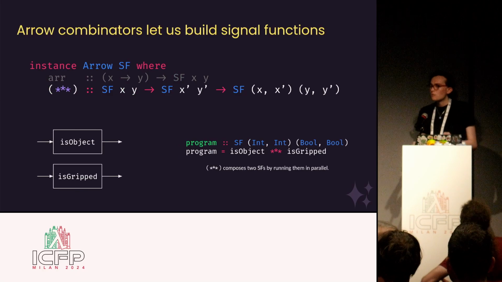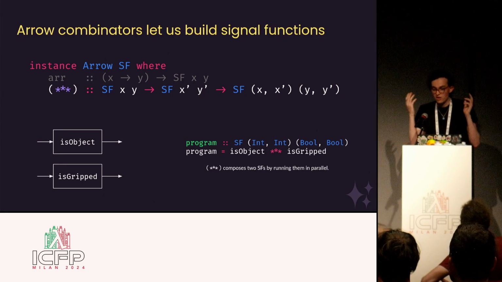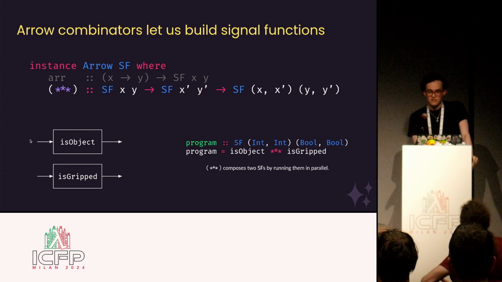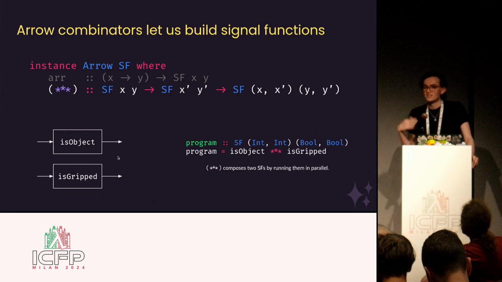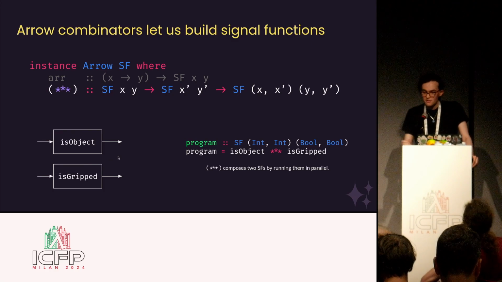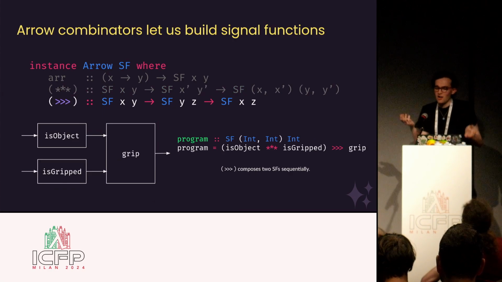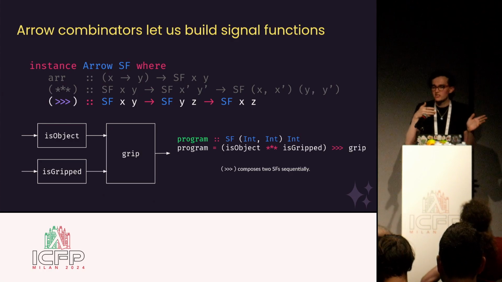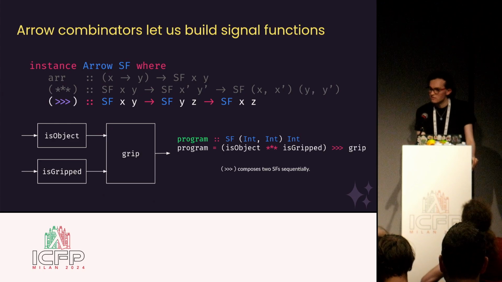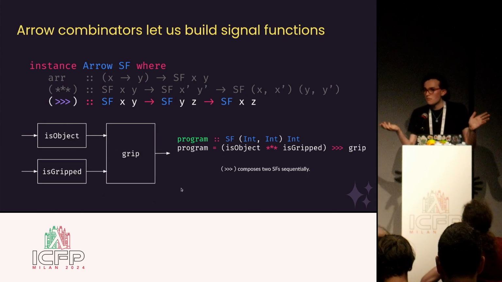OK. Next thing we have is parallel composition, where we can take two existing signal functions and run them in parallel. The parallel composed version takes in a tuple input, runs the first of that tuple on the first signal function, and the second of that tuple on the second signal function, producing a new output. And finally, we have sequential composition, where you pass the outputs of your first signal function as the inputs to the second. So in this case, we're taking our isObject and isGrip together and passing it into grip to get the final result of our program that we showed earlier.